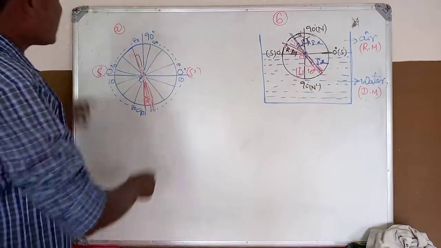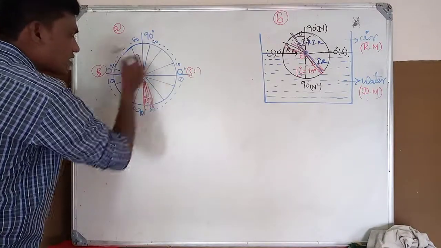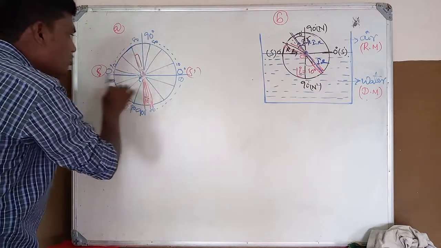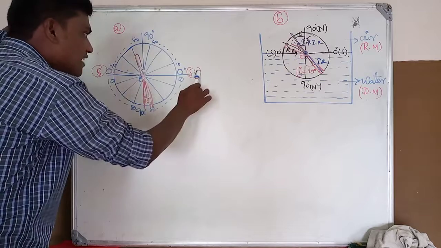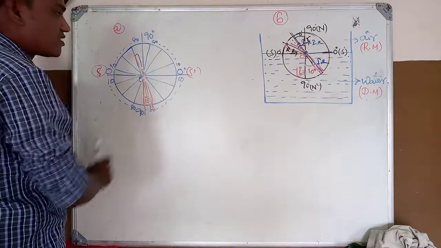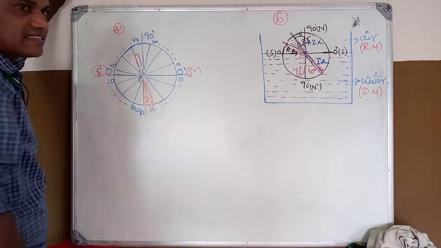First of all, we take a circular metallic disc. On the circular metallic disc, we draw two perpendicular lines. One is S dash, another one is N dash. These two are perpendicular lines. The point where these two lines cross, we call O.